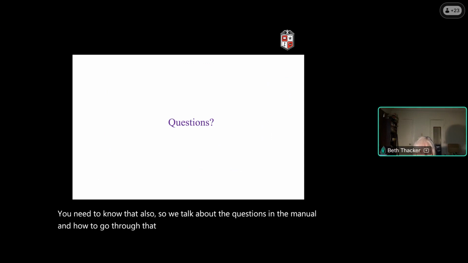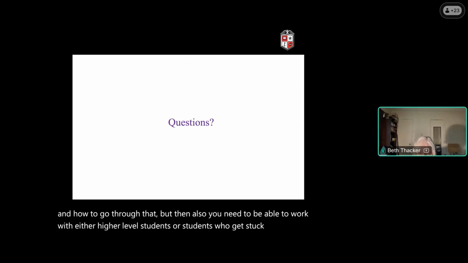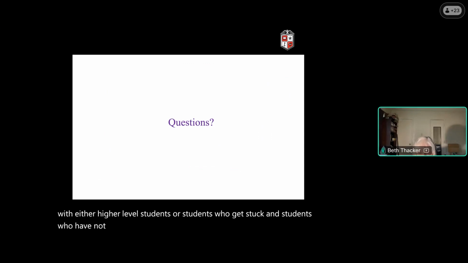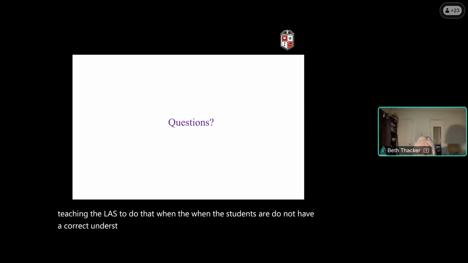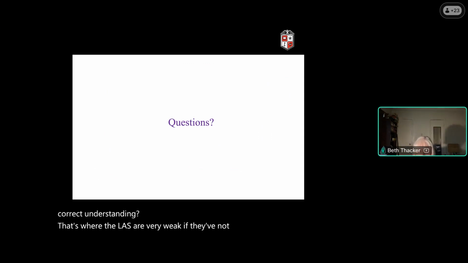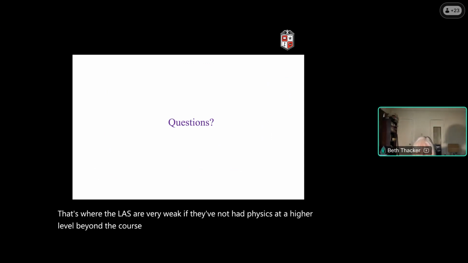But then also you need to be able to work with either higher level students or students who get stuck, and students who have not correctly answered the question. Then you need to be able to guide them by questioning. And that's the hard part, teaching the LAs to do that. When the students do not have a correct understanding, how do you guide them by questioning to a correct understanding? That's where the LAs are very weak if they've not had physics at a higher level beyond the course.